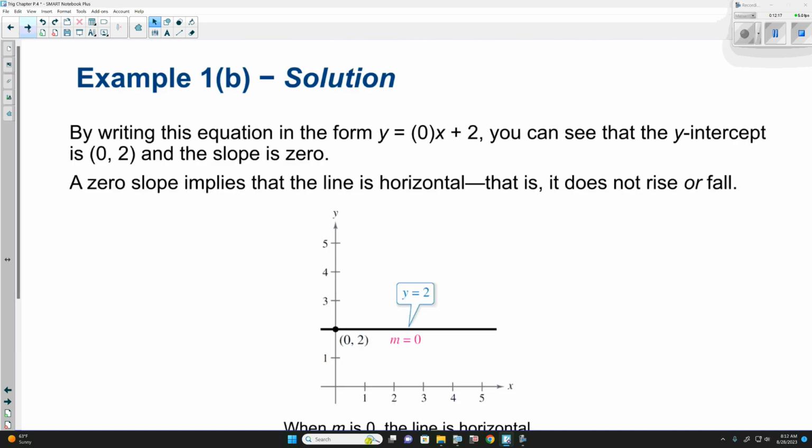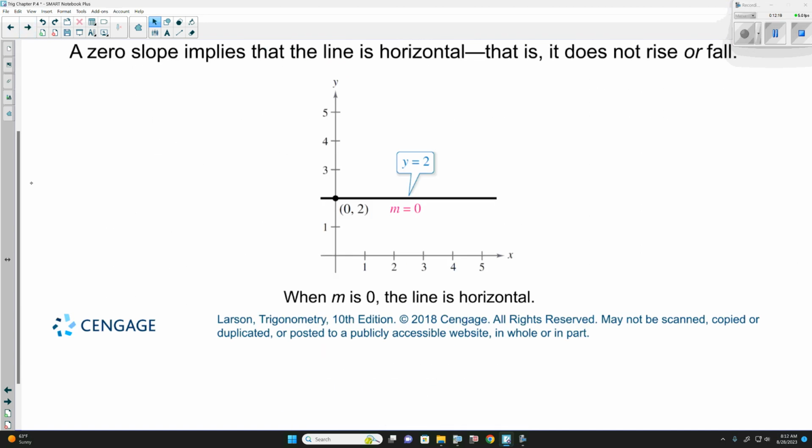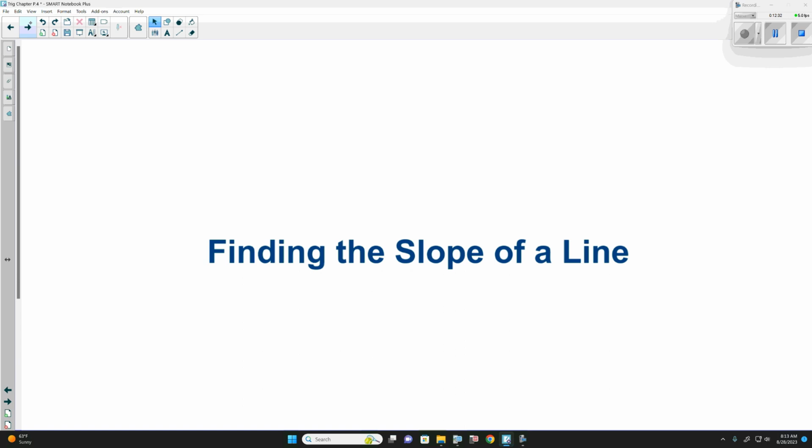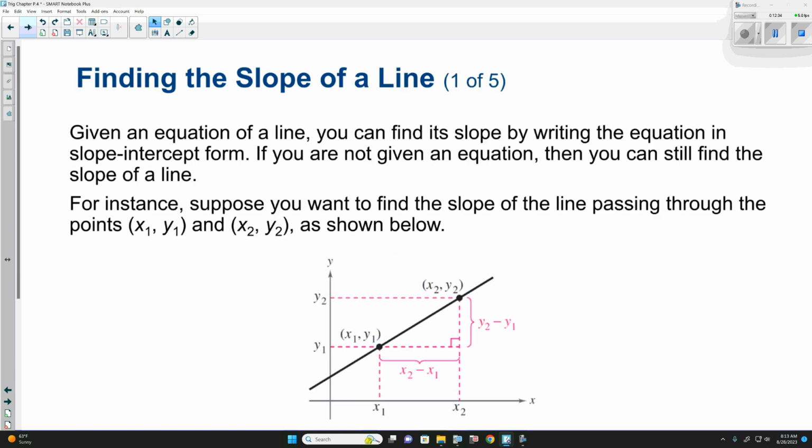So we have this equation. We graphed it. We saw those. Those are the 2 points we found: 0, 2, and 2, 0. And that's it. Not bad. Finding the slope.